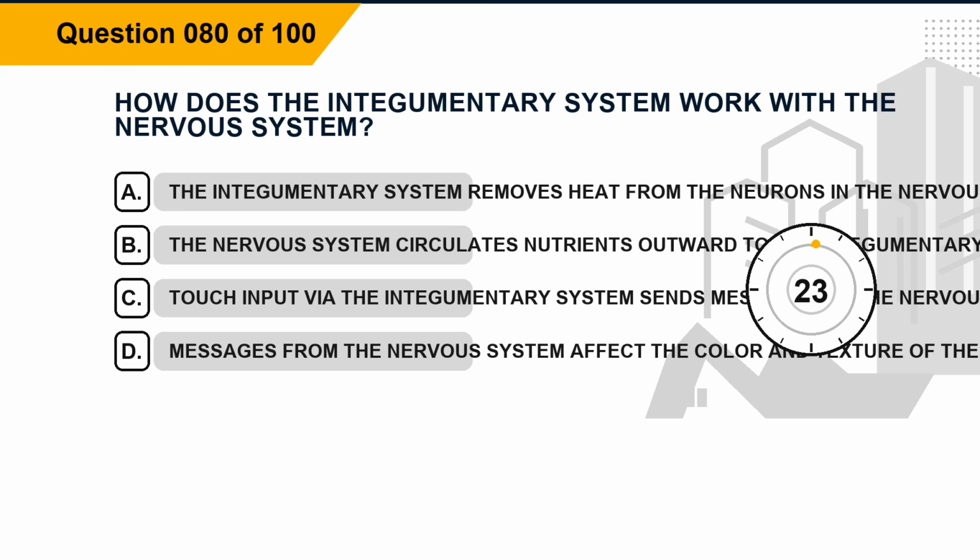Question 80. How does the integumentary system work with the nervous system? Option A. The integumentary system removes heat from the neurons in the nervous system. Option B. The nervous system circulates nutrients outward to the integumentary system. Option C. Touch input via the integumentary system sends messages to the nervous system. Option D. Messages from the nervous system affect the color and texture of the skin.